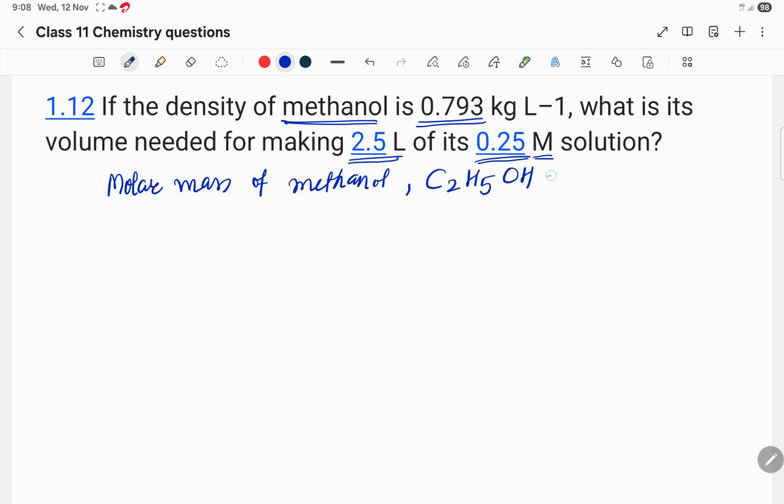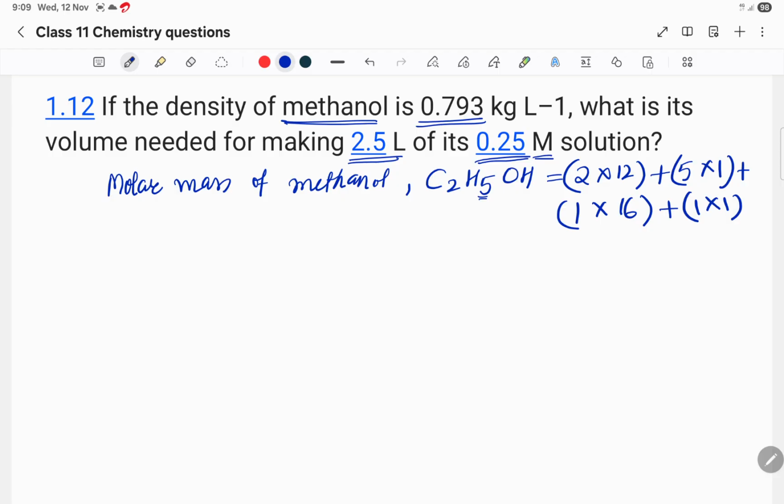C2H5OH. Okay, so from this formula you can calculate, 2 carbons are there, 2 multiplied by 12, plus 5 hydrogens are there, 5 multiplied by 1. Then 1 oxygen is there, that is 1 multiplied by 16. Then once again there is one another hydrogen, then 1 multiplied by 1. You might add this hydrogen to earlier hydrogens also, but for the sake of easiness, I have done it like this. So when you do it, this is 24, this is 5, this is 16, this is 1. So this comes out to be around 32.